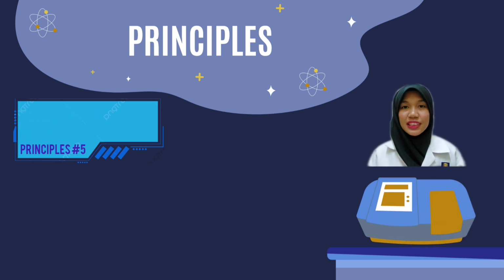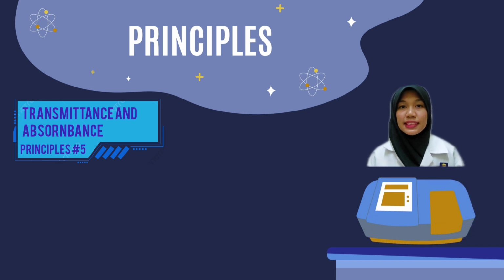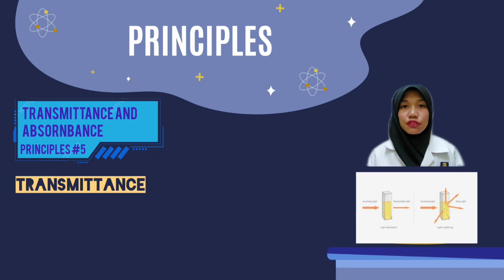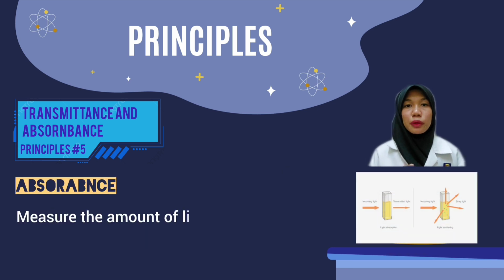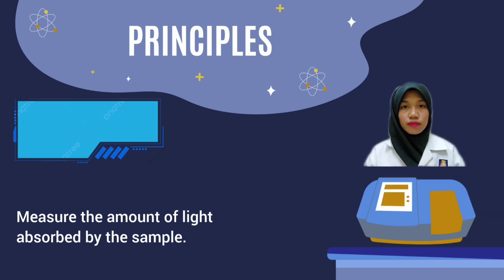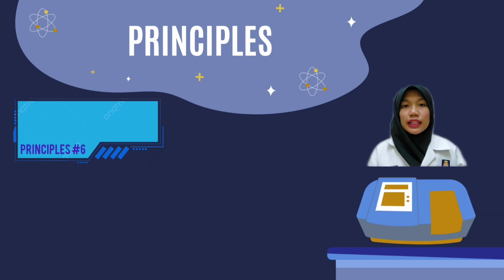The fifth principle highlights the concept of transmittance and absorbance. Transmittance is the fraction of light that passes through the sample, while absorbance measures the amount of light absorbed by the sample. The final principle explains the measurement component of a spectrophotometer.